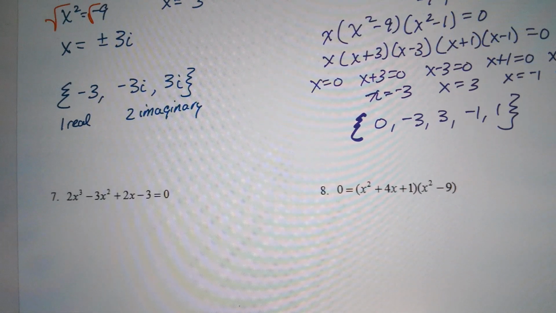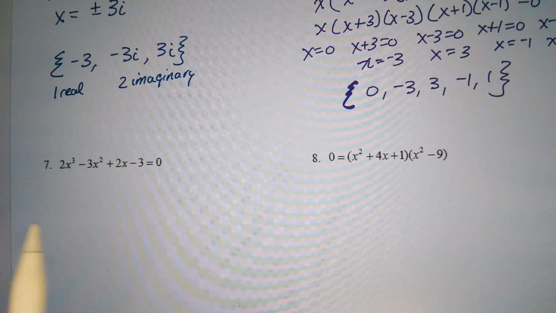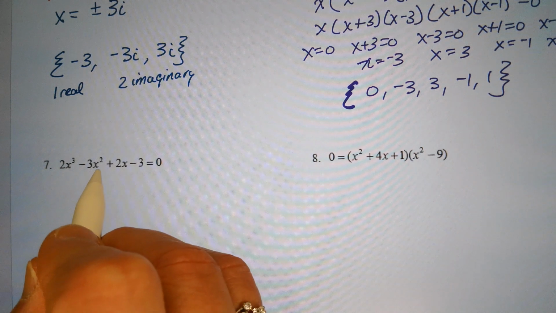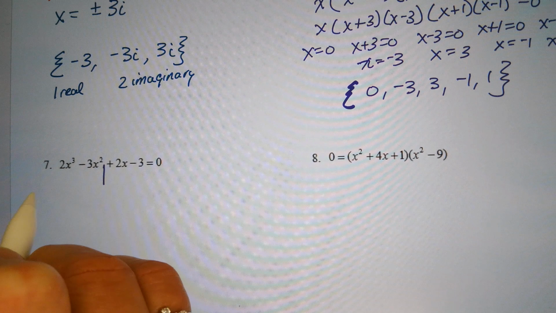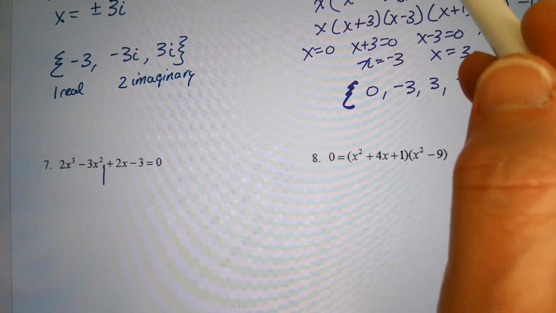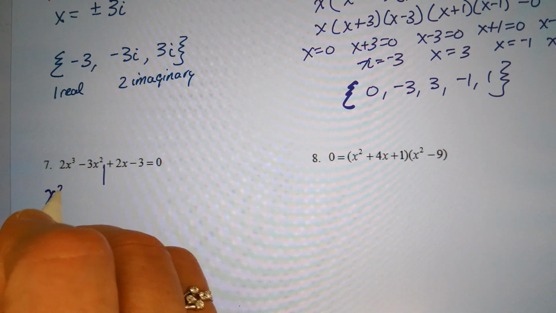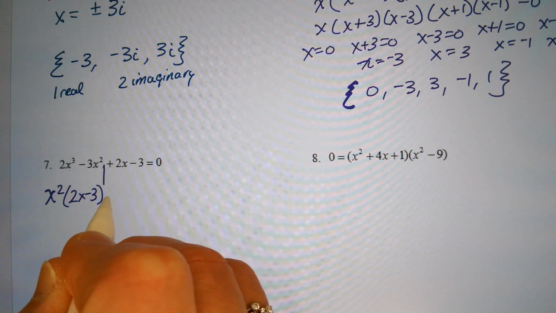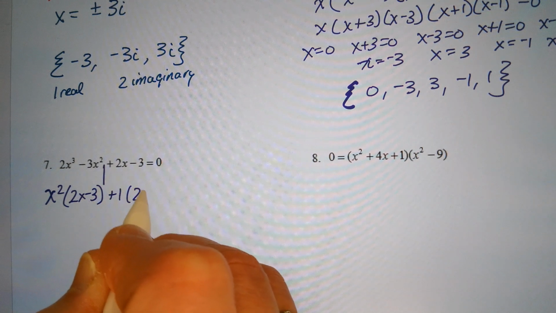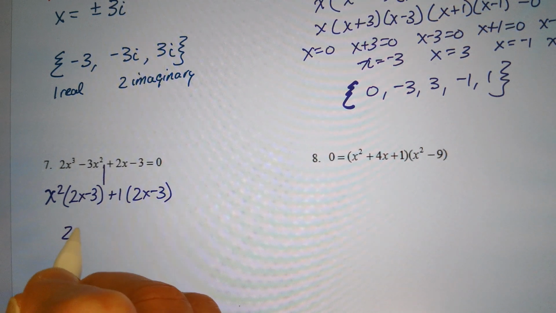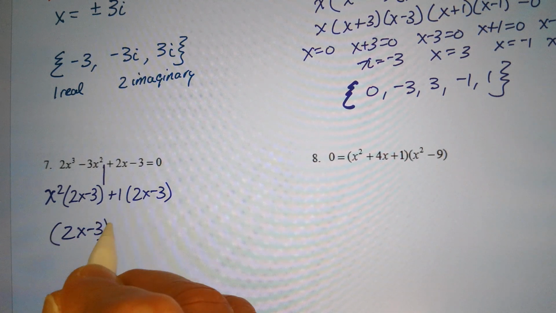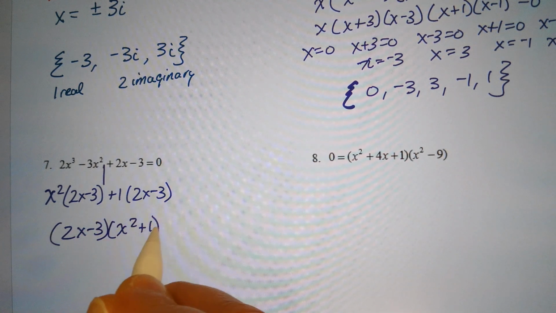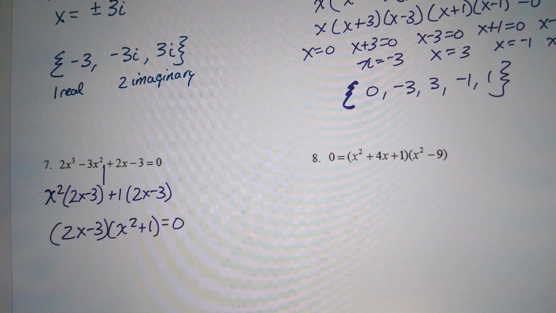Number 7. 4 terms. There is no GCF to all 4 terms. So 4 terms we know we split. And we have x squared comes out, 2x minus 3, plus 1, 2x minus 3. 2x minus 3 times x squared plus 1 equals 0.